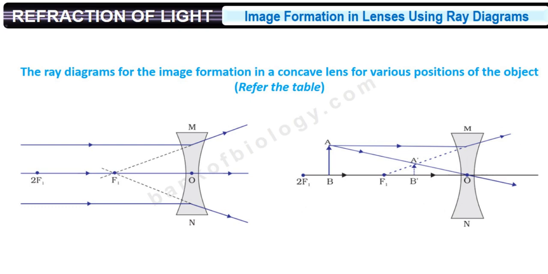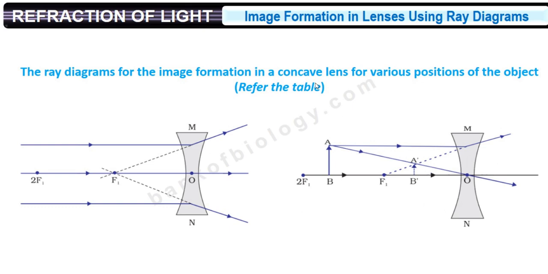Good evening, class. This is the last part of our chapter, light revision, and we had ended the previous video with the ray diagrams for convex lens. Now we will see for concave lens. Now we have just two cases for concave lens ray diagrams.